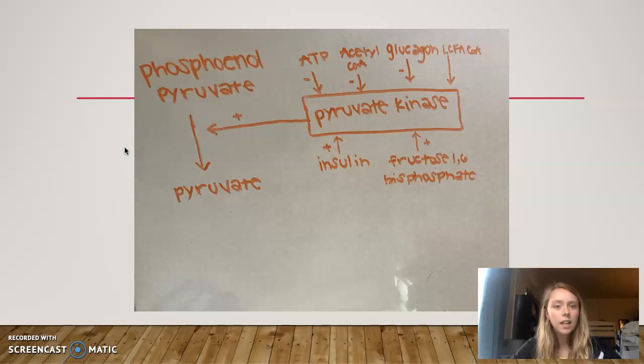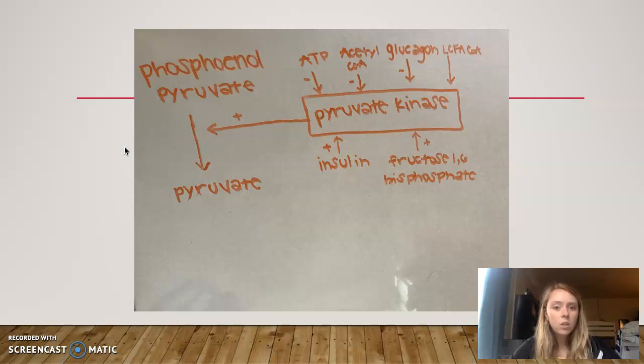Glucagon does exactly the opposite. It wants to slow down glycolysis because you don't need the breakdown of glucose. So glucagon actually inhibits this enzyme by phosphorylating it. Long-chain fatty acyl-CoA is also a product down the line of glycolysis, so you do not need glycolysis to occur because you have enough of this product, so it inhibits pyruvate kinase.